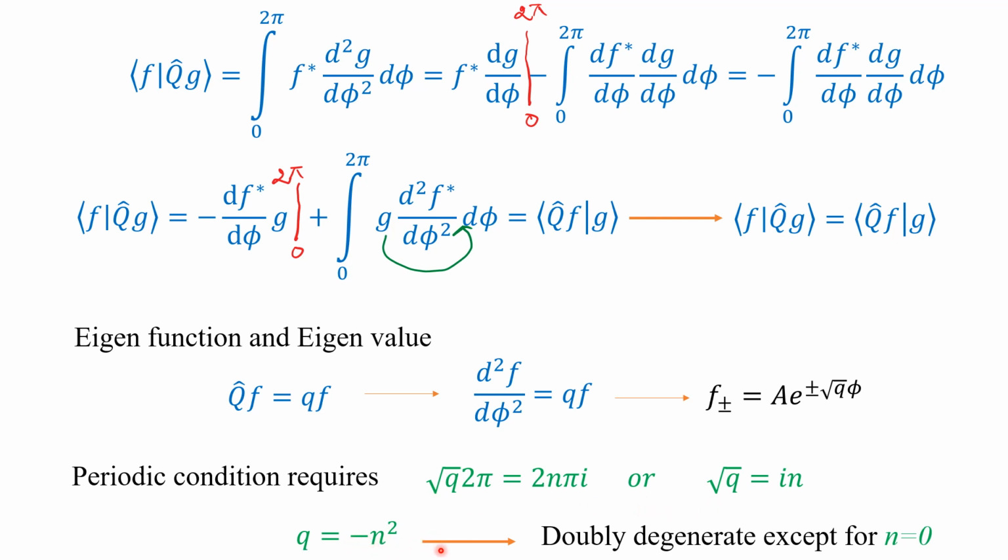So naturally, this is doubly degenerate because it will have both positive and negative values. So it is doubly degenerate except for n equal to 0, and the type of spectrum is, you can see, the exponential one. So now we have answered all the questions.